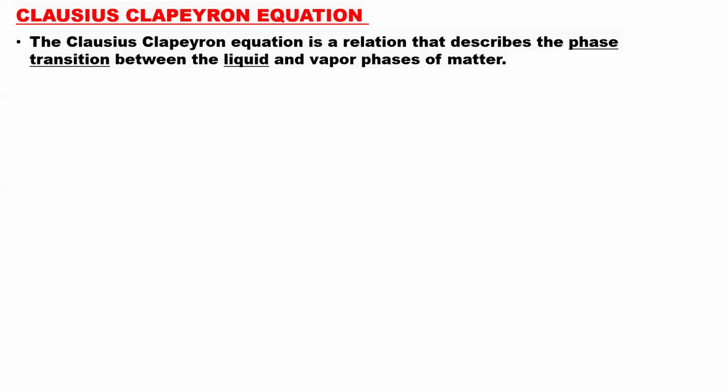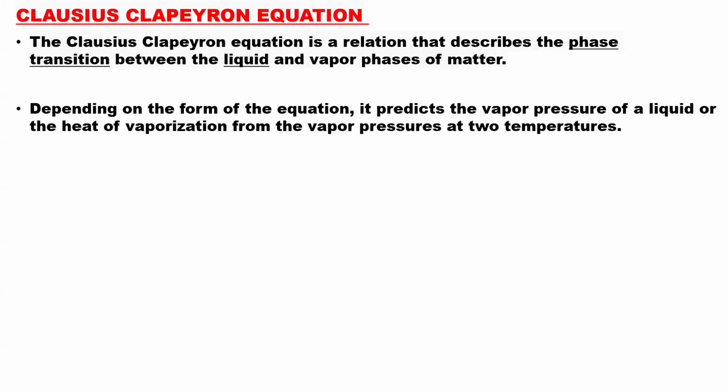Today we are going to look at the Clausius-Clapeyron equation, which is a relation that describes the phase transition between liquid and vapor phases of matter. Remember, we have different states of matter, so this equation shows the phase transition from liquids to the vapor phase.